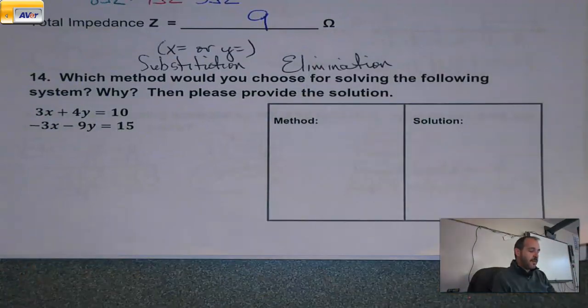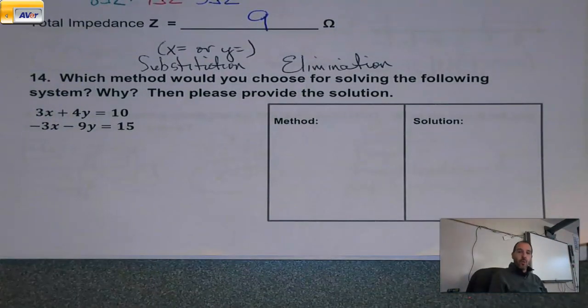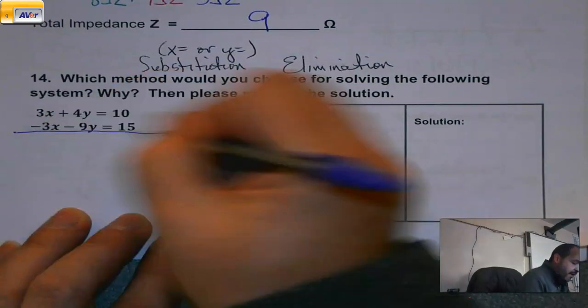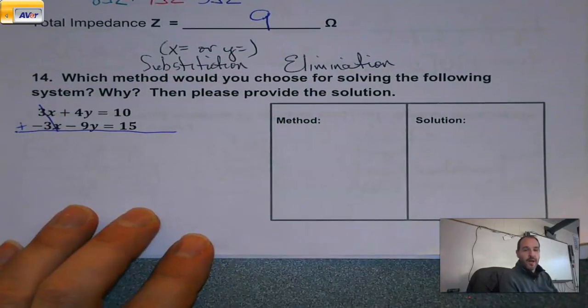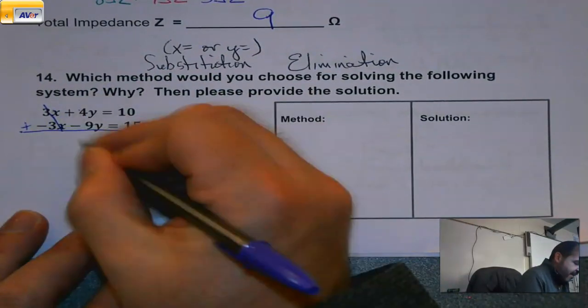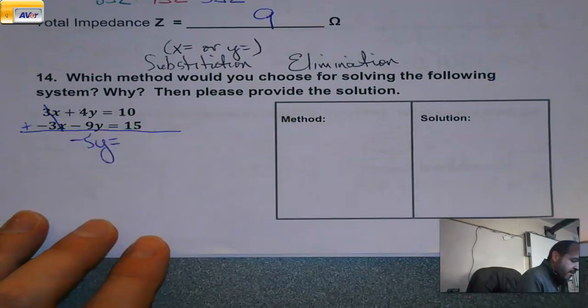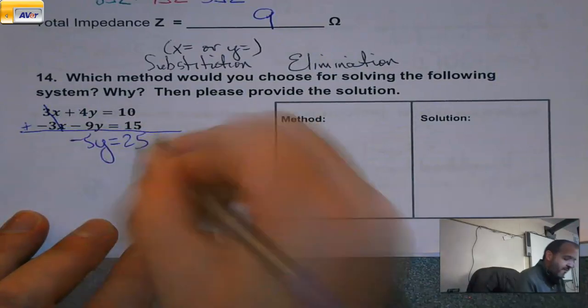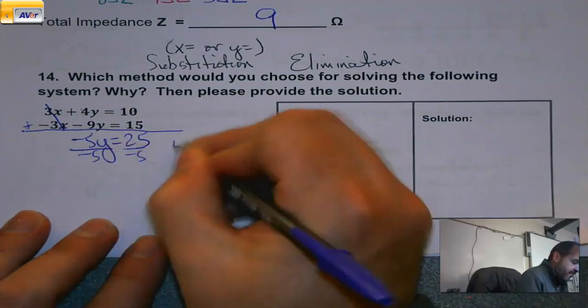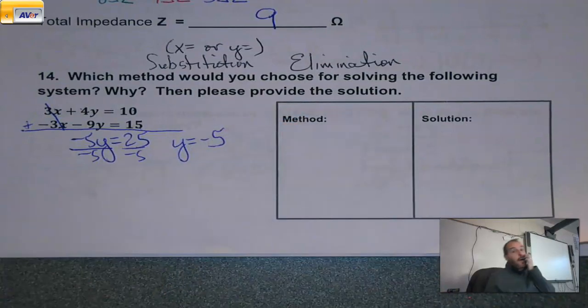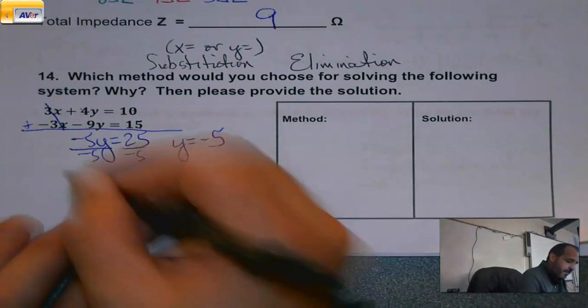occurs if we happen to see something maybe where we could add down and get something to go away. So here, if I look, 3x minus 3x, if I add down, cancels. That's what I want. 4 and negative 9 is negative 5. 10 plus 15 is 25. Divide by negative 5. We've got y. Now you're not done. You're not done. We still got to know what x is. So what do I do to find x? I pick either one of the equations. I usually just use the top one.